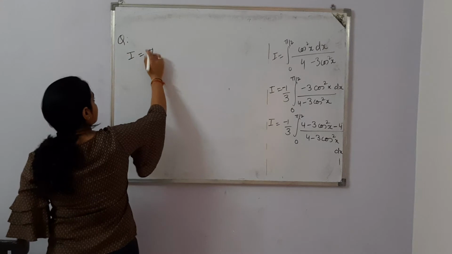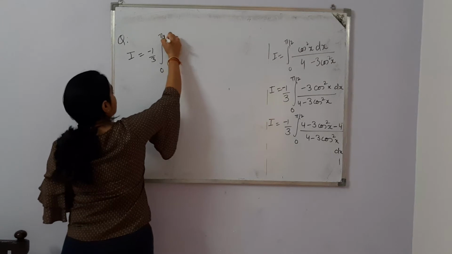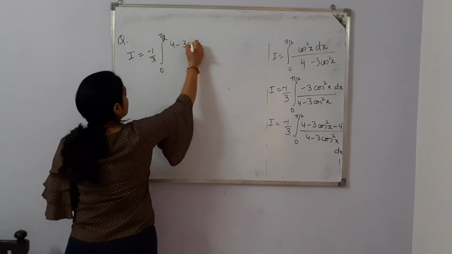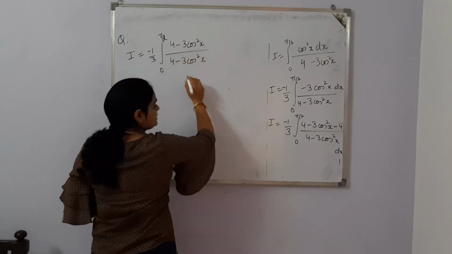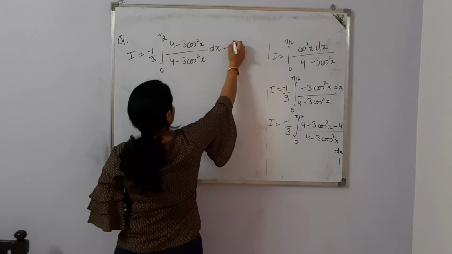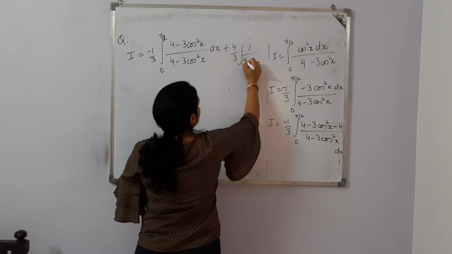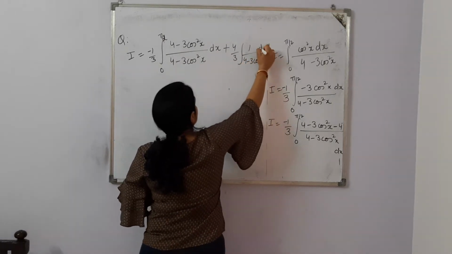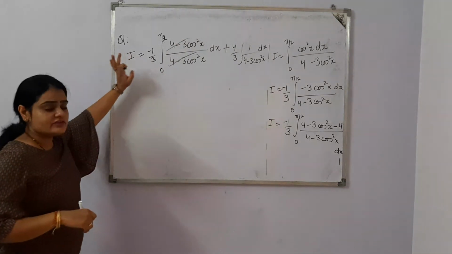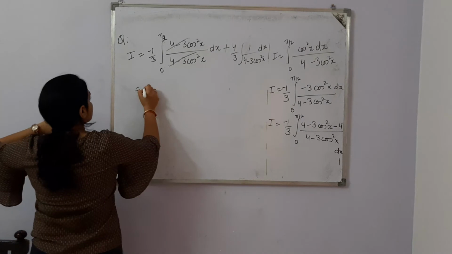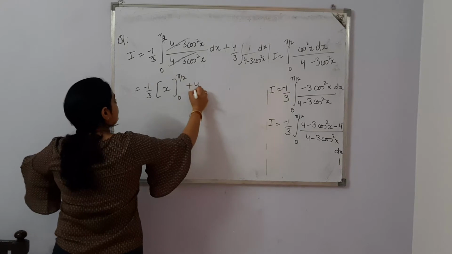Equals to minus 1 by 3, integral 0 to pi by 2. Now we are segregating the functions. 4 minus 3 cos square x whole upon 4 minus 3 cos square x dx. So minus minus plus 4 by 3 outside, 1 upon 4 minus 3 cos square x dx. Now the function will cut out because the numerator and denominator function is the same. So 1's integration is x and its limits are 0 to pi by 2. 4 by 3 is outside.